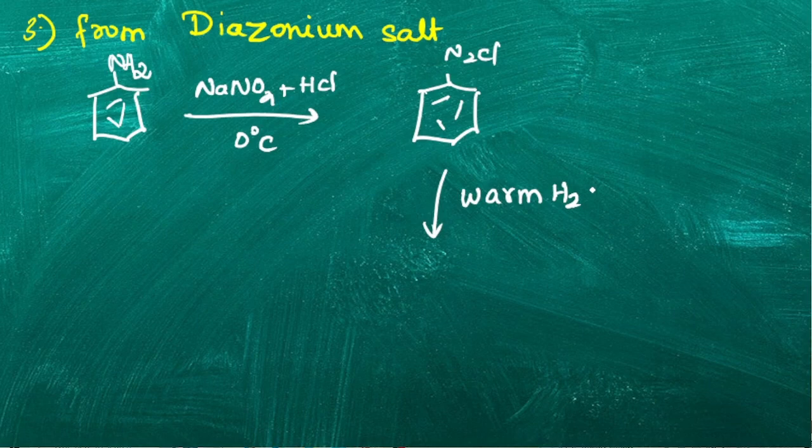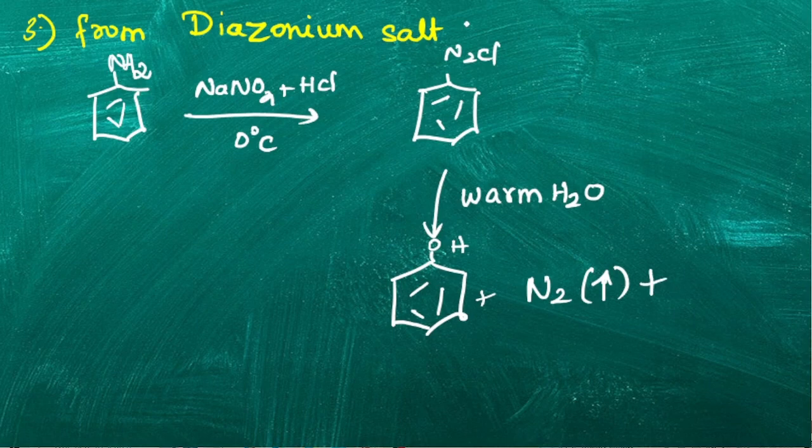So while you are reacting with warm water, you are going to get OH, that is a phenol attached. Phenol plus N2 gas will be evolved, that is, it will be going out as gas, and Cl will be attaching to H and forming HCl. Okay, forming HCl. Clear? This is from diazonium salt.